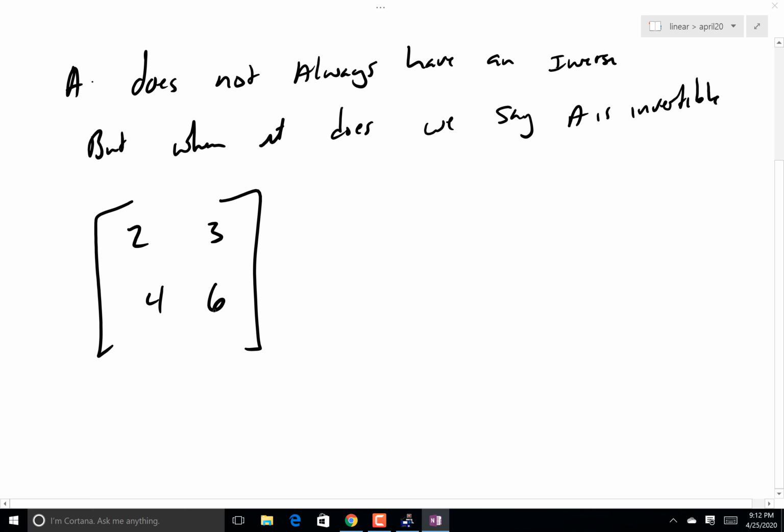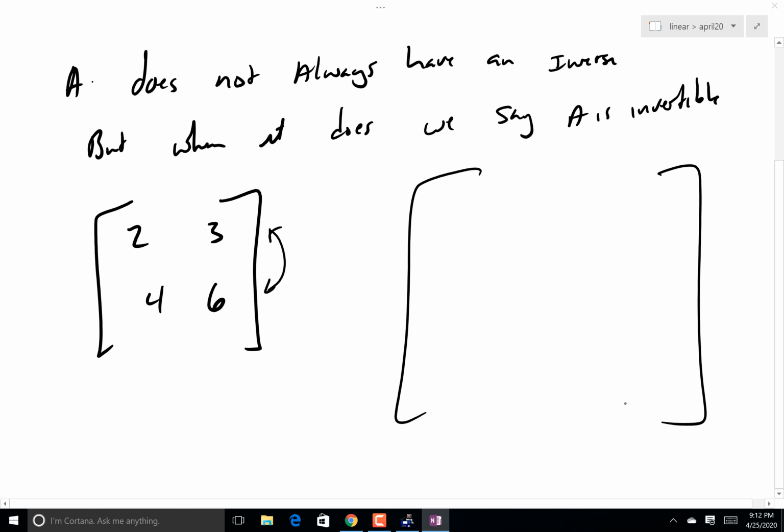Where the top and the bottom are multiples of one another. In the case of a 2 by 2, we would say that these guys are linearly dependent. Or in the case of a 3 by 3, this guy here is a linear combination of these guys. It also would not have an inverse.